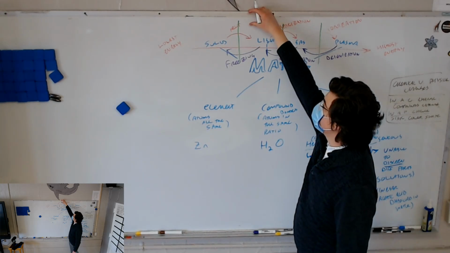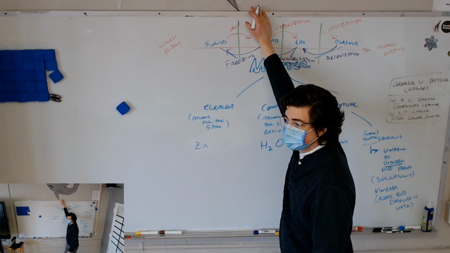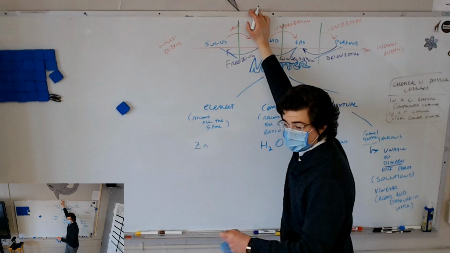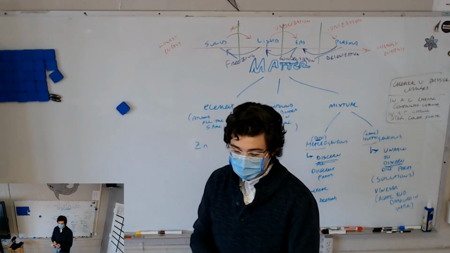What temperature, do you know, does water freeze at? 32. 32 degrees Fahrenheit. And in Celsius? 0. 0. Write that down somewhere. You do need to know that.